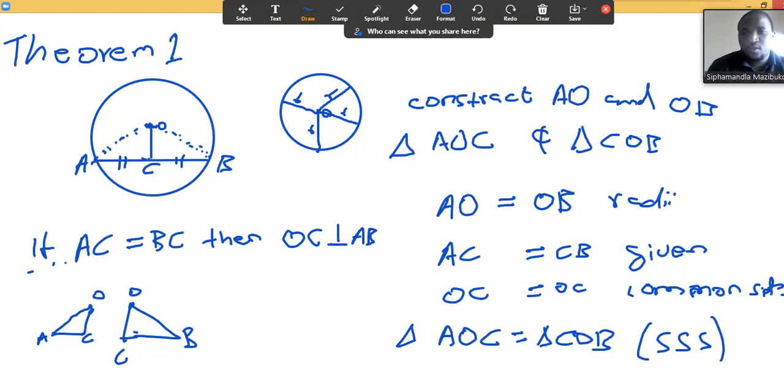If you're looking at this, you can say we have C1 and C2 here. Because we have proved that triangle AOC is the same as triangle OCB, this means our C1 is the same as C2. So these two angles are the same. Hence, we can conclude that therefore OC is indeed perpendicular to AB. So that is our first theorem, and how you prove it shortly.